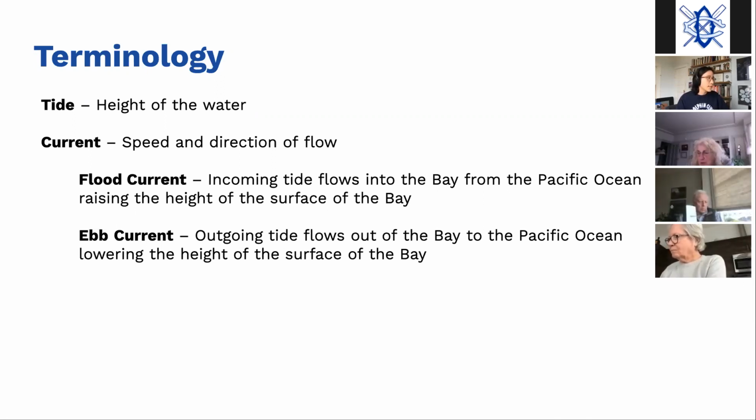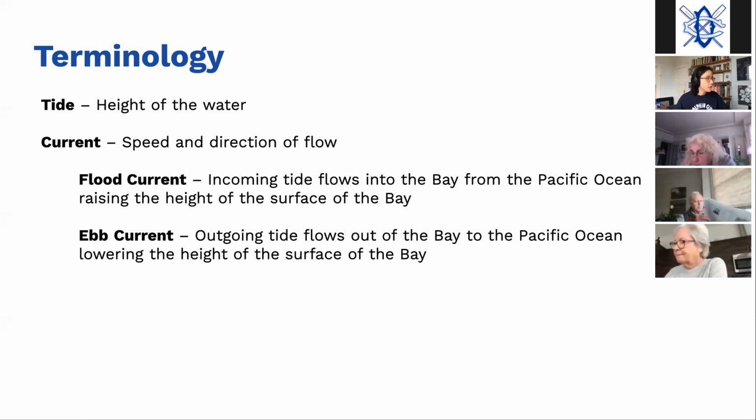And as that changes throughout the cycle, as it goes up and down, there's an associated movement of that water, which we call current. And that has a speed and direction component. And when we talk about current, we're going to use these two terms, flood and ebb, which you've probably heard before.